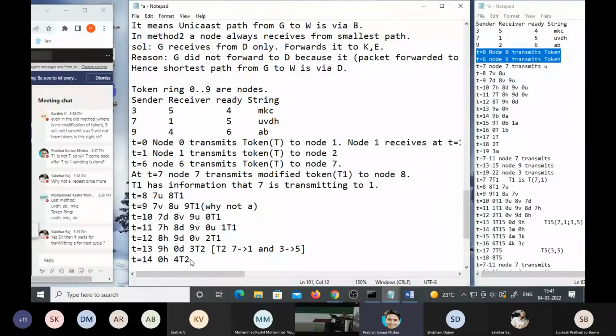So why, sir, it was transmission from 7 to 1. It was transmission from 7 to 1, correct? And so T2 will keep the information that 7 to 1 is getting transmitted and 3 to 5 is getting transmitted. Yes, sir. Correct? Now 4 is transmitting to 2 and 3 will transmit M.